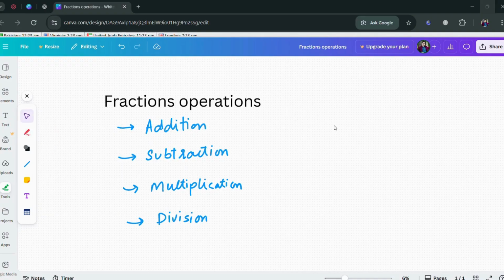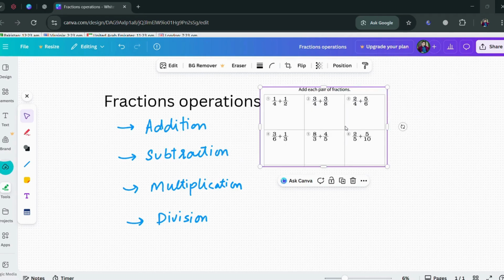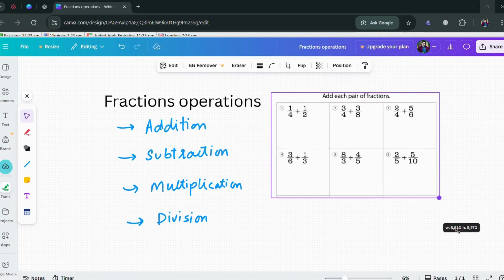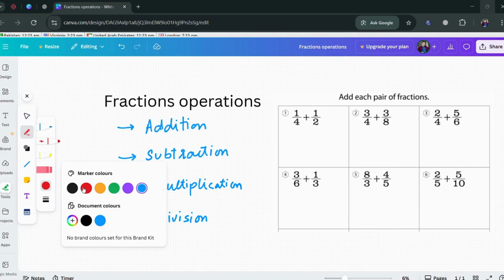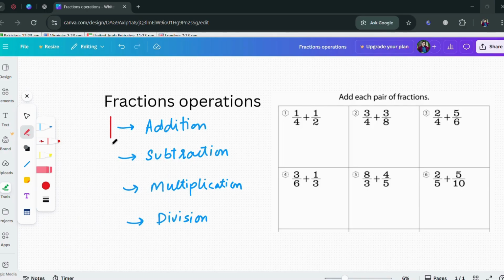Now I'm going to upload a few questions over here, and then I will show you how we can solve those questions. The first operation we'll be doing is addition. We will be working on the other operations one by one. So first of all, it's time to cover the addition.